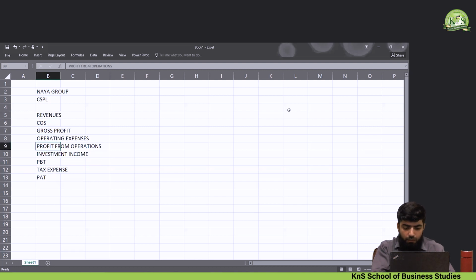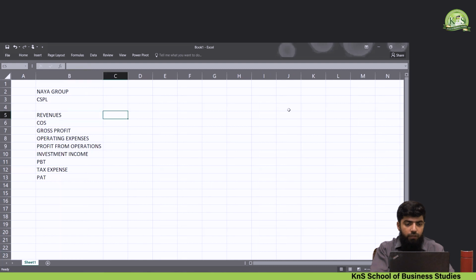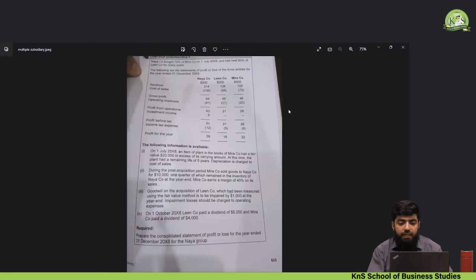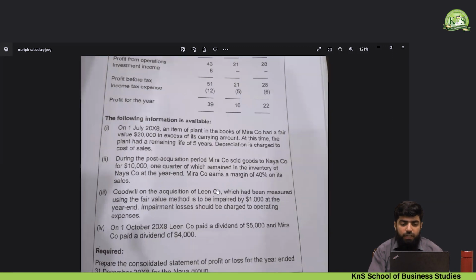Okay, let's start with the P&L. Revenues. First of all, let's take out the revenues. One thing which I normally do at the start of the question is, whatever adjustments we have read out, let's make some entries for them, so that it will be easy for us to incorporate all those adjustments.